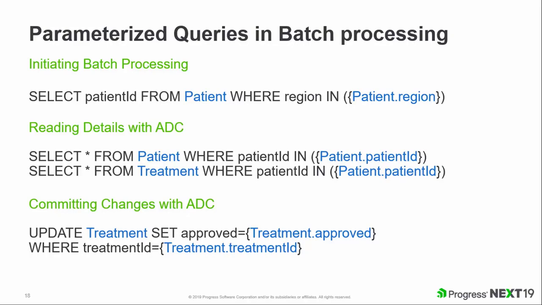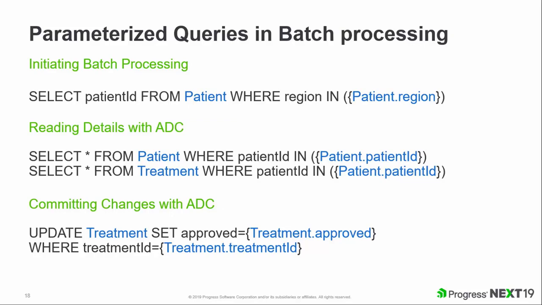batch processing. You initiate the batch process with a query that's saying, what's the set of data that you want to operate on, and you're looking to get sort of the key attribute that you want, customer ID, a patient ID, a case ID, whatever it is that's going to allow you to identify the set of records that you want to work through.